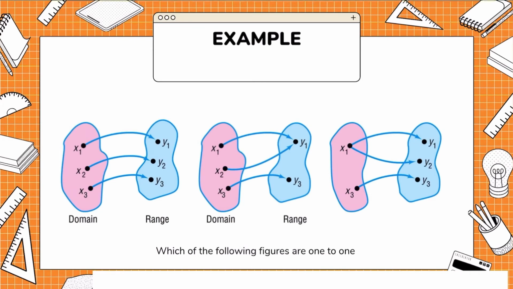Let's give you an example. In the first figure, it's a one-to-one function. Why? Because each x in the domain has one and only one image in the range. While in the second figure, it's not a one-to-one function because y1 is the image of both x1 and x2. The third figure is not a function because x1 has two images, y1 and y2.